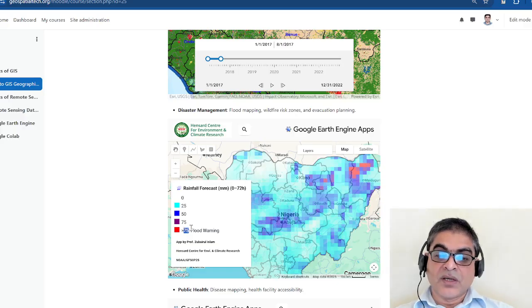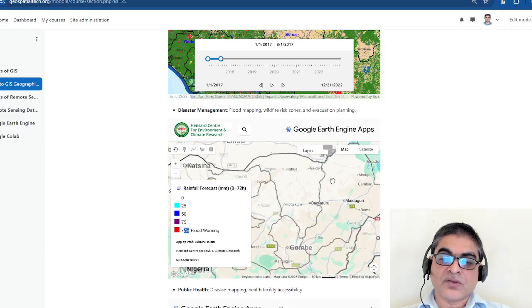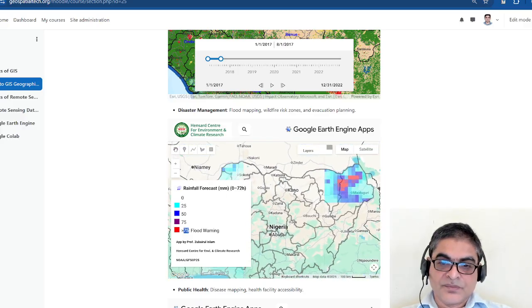Within 72 hours, if rainfall is above 75 mm, what does it indicate? In this area, rainfall may be higher. So what will higher rainfall bring? The flood. This is an early warning system. I'm making this video today, 28th August, 1:18 p.m. The forecast is that in this area the rainfall may be above 75 mm, so they should be ready for flood management.